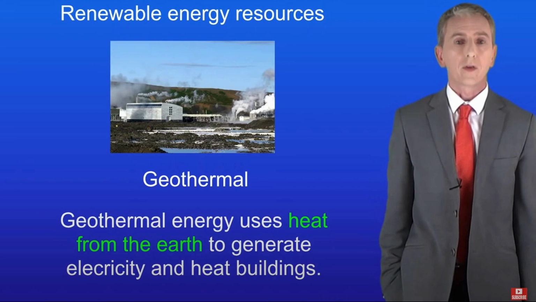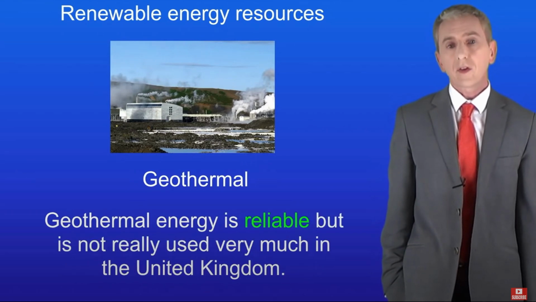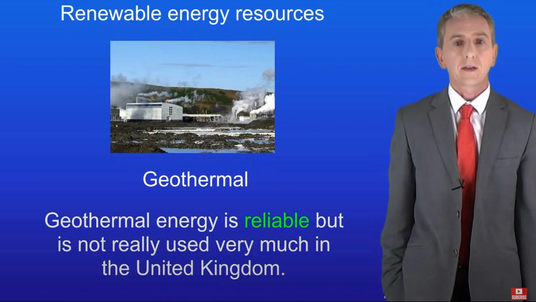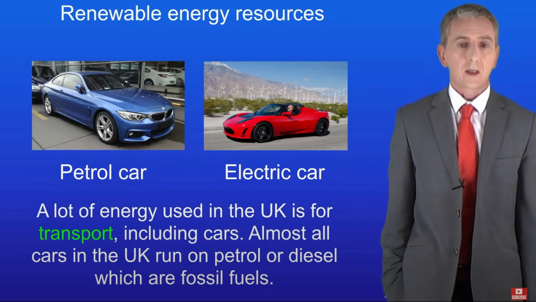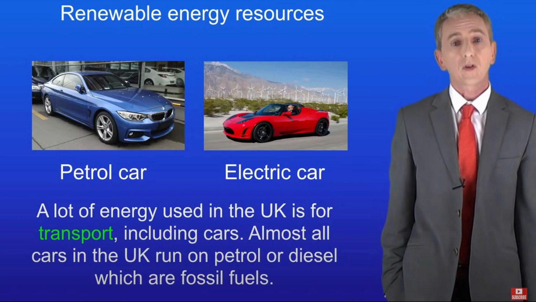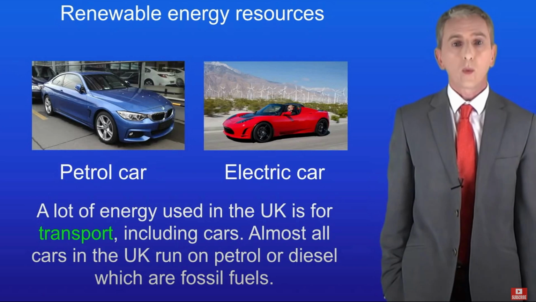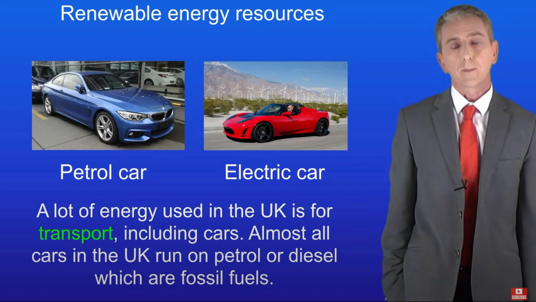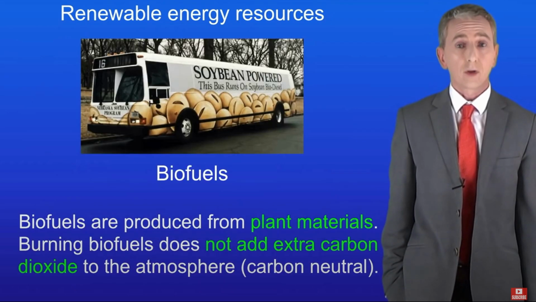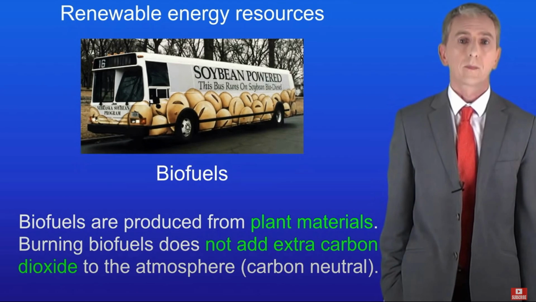Geothermal energy uses heat from the earth to generate electricity and heat buildings. This is reliable, but it's not really used very much in the United Kingdom. Now, there's one point about all of the renewable resources that we've looked at so far. They all generate electricity. Now, that's potentially a problem, and that's because a lot of energy used in the UK is for transport, including cars. Almost all cars in the UK run on petrol or diesel, and they're fossil fuels. Now, that will change in the future as electric cars become more affordable, but for the moment it does present a problem. That leads us to our final renewable resource, which is biofuel.